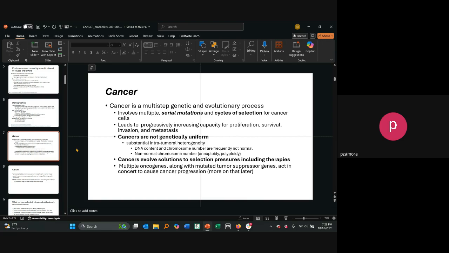A very important point about cancers is they are not genetically uniform. There is a lot of variation at the genetic level in any given cancer. The DNA content and the chromosome numbers are frequently not normal, nor are they consistent from cell to cell or from region of a tumor to region of a tumor.